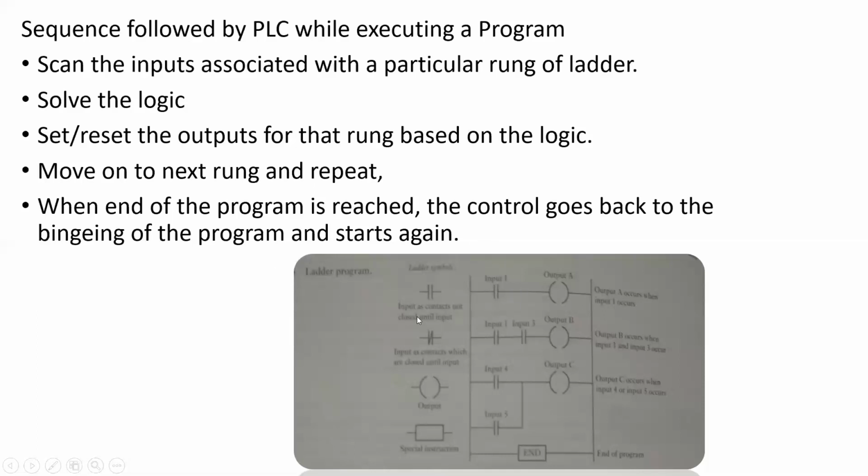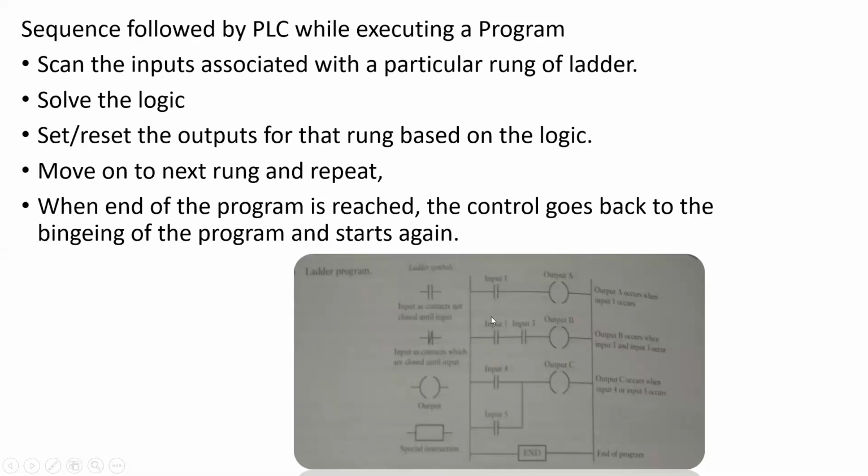If the input is high, then it will behave as a closed contact. The output will be switched from low to high. And if the output is already high, then it will be set to high again. Once the first step is completed, it will move on to the next rung. In the next rung, we see there are two inputs. So the PLC will check the status of input 1 and input 3, and if both are high, then the output B will be switched to high.